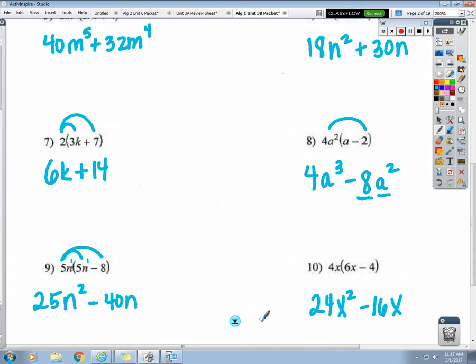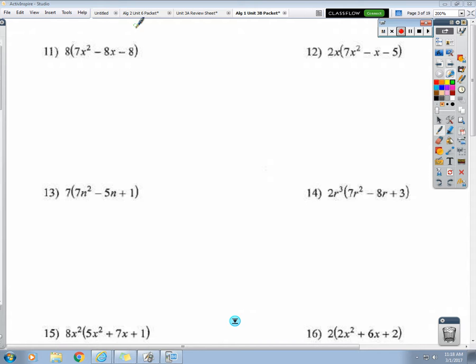Okay, so watch. 8 times 7x squared is 56x squared. 8 times negative 8x is negative 64x. And 8 times negative 8 is negative 64. Can any of those be combined? No, they're all different. This one's x squared, this one's x to the first, this one has no x at all, so they're not like terms. You can't combine them, so that's the final answer. Does that make sense?